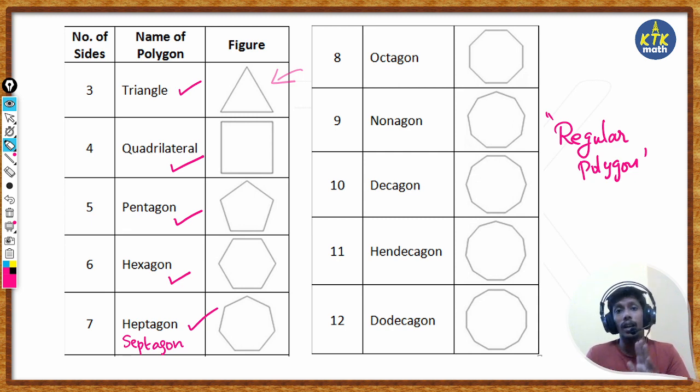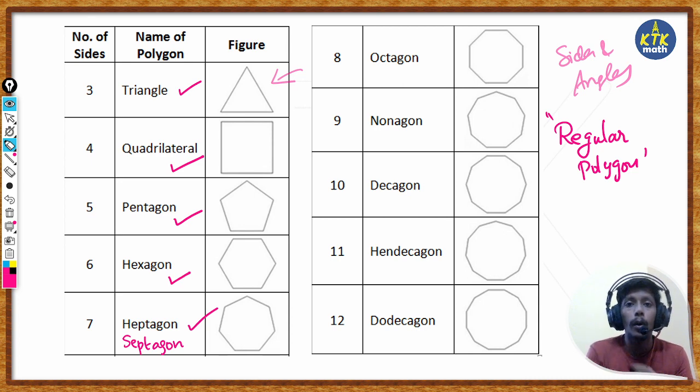And then regular pentagon, regular hexagon: whenever you add the word regular, it means the shape contains equal sides as well as equal angles. Both sides and angles must be equal, only then a particular polygon is called a regular polygon. I just forgot to add this important point here. I hope you understand this. A polygon will be called a regular polygon when it has equal sides and equal angles. I hope you got this one.